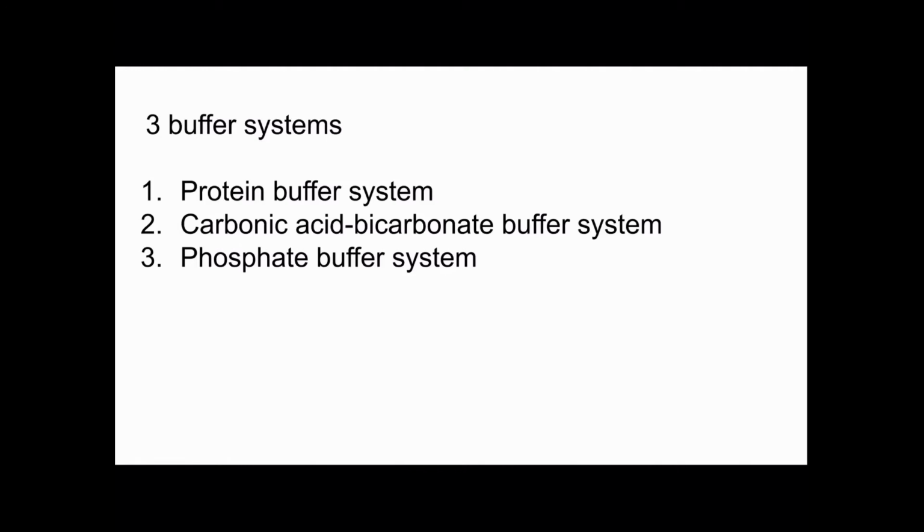We have three main buffer systems in the body that we're going to look at, but they're all going to essentially work the same way. In a buffer system we'll see either a weak acid or a weak base, or both a weak acid and a weak base, because buffer systems can often run in both directions. And we'll see those having an effect on the hydrogen ions in the solution. So let's take a look at our first one.